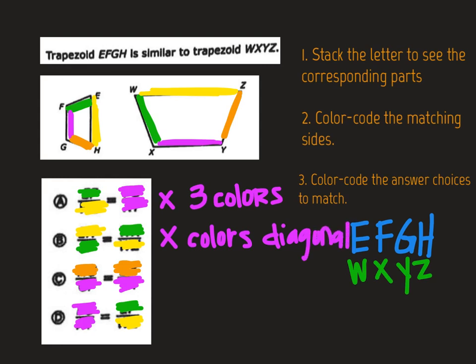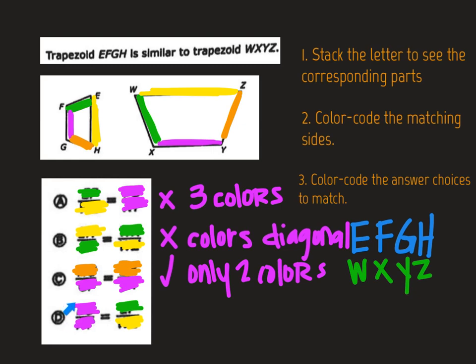Colors were diagonal. But when I look at answer choice C, orange can match with orange, pink can match with pink, or up and down if I have orange on top and pink on bottom, orange on top and pink on bottom. So this is going to be a check mark because it has only 2 colors and they match going sideways or up and down.